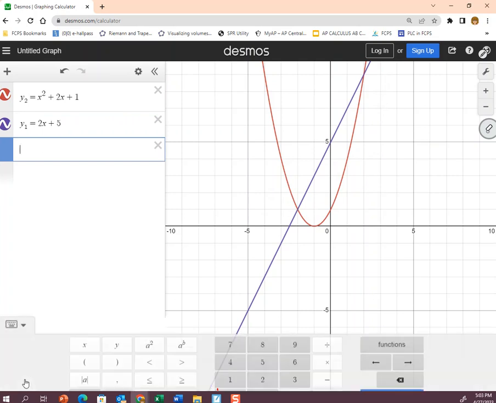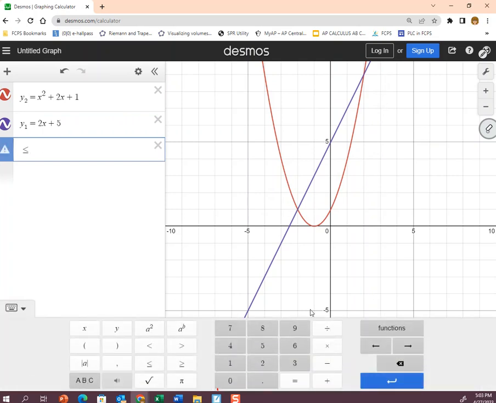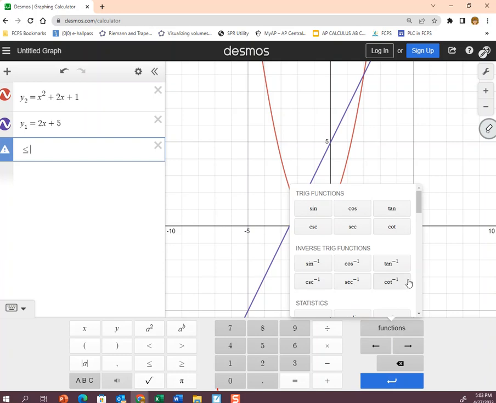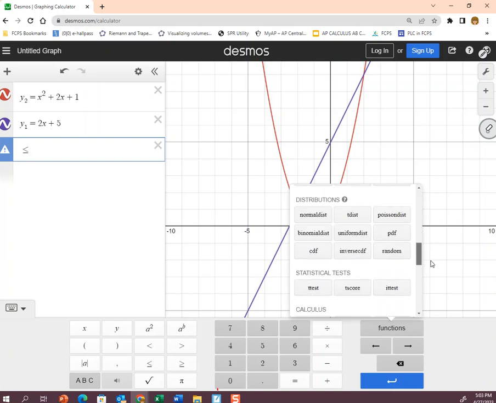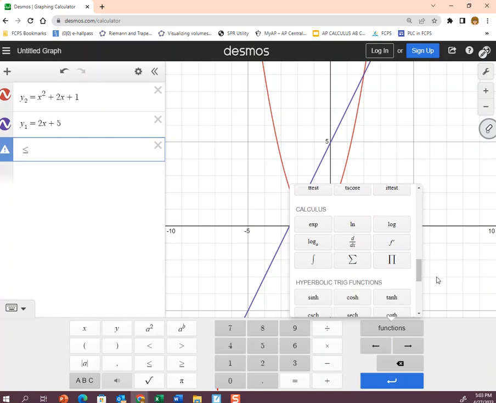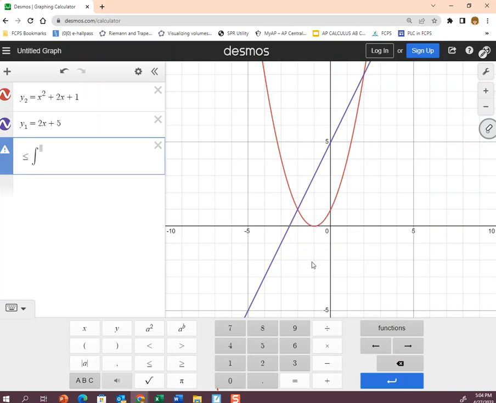If I go into the keyboard, and I go into the functions, and I scroll down, all the way to the bottom-ish, not all the way to the bottom, but close to the bottom, there's calculus functions. There's our friend, the integral. Oops, I always do that. I end up getting something else. Back him up. Okay, there's our friend, the integral. Just waiting for us to type stuff.